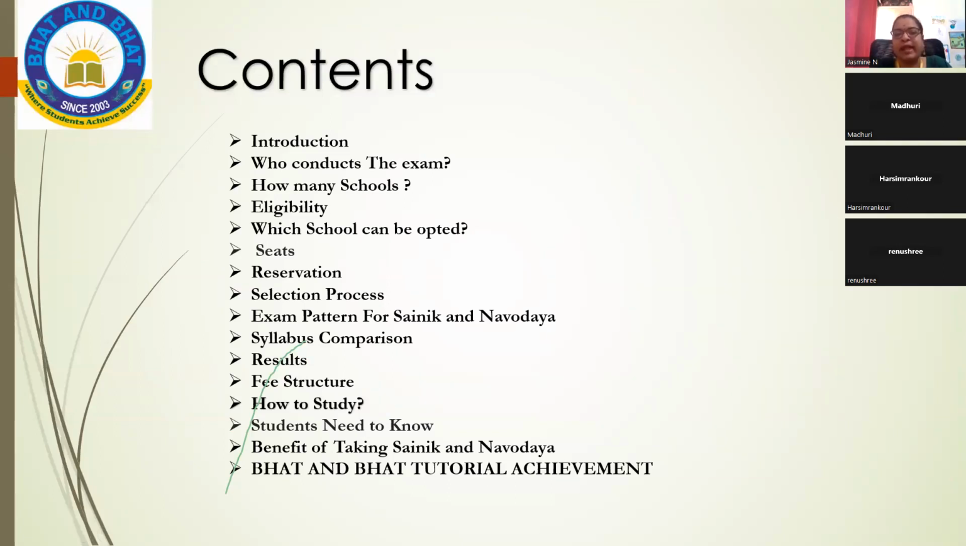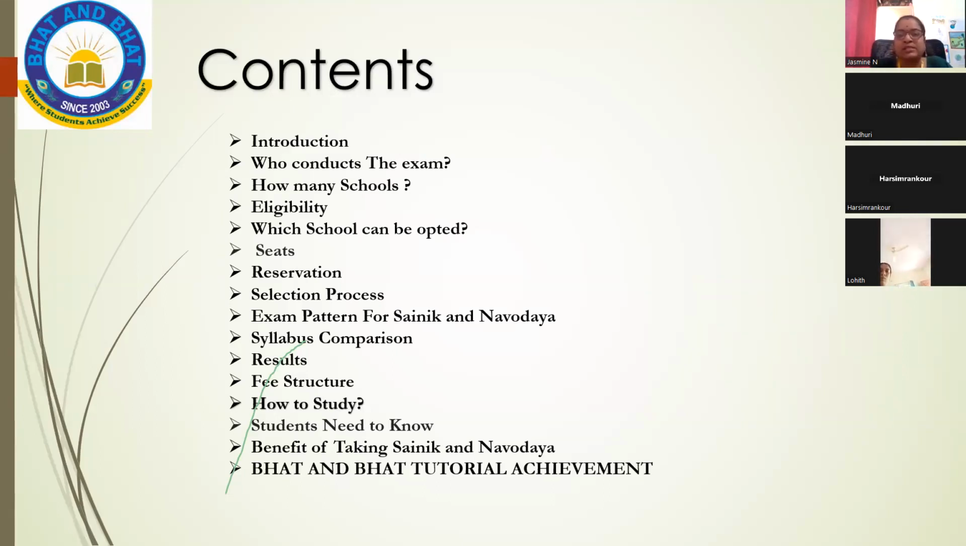The contents I'm going to cover in this session are the introduction to the Sainik and Navodaya courses, and which organization is going to conduct the examination for both Sainik and Navodaya. I'll explain how many schools there are all over India as well as in Karnataka, the eligibility criteria, who can apply for these Sainik and Navodaya schools, which schools people can opt for, how many seats are available, and what the reservation on those seats is. So everything I'm going to explain.